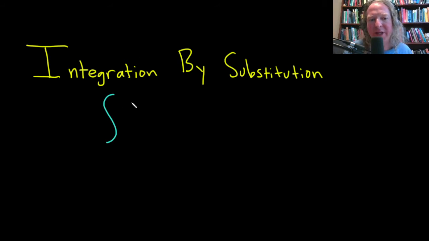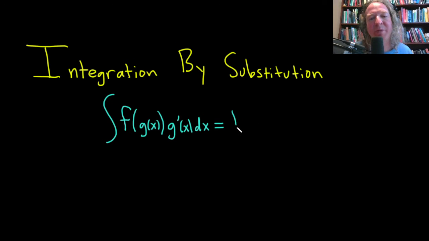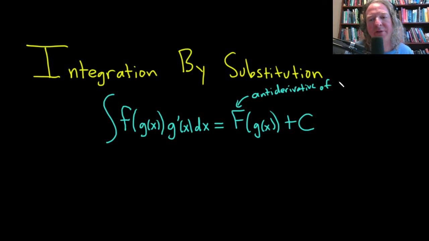So if you have the indefinite integral of f of, here I'm going to put a function, we'll call it g of x. You can think of this as your inside function. And here we have g prime of x dx. Turns out this is going to be equal to big F of g of x plus c, where big F here is an antiderivative of little f. So why is this true and why is it important?